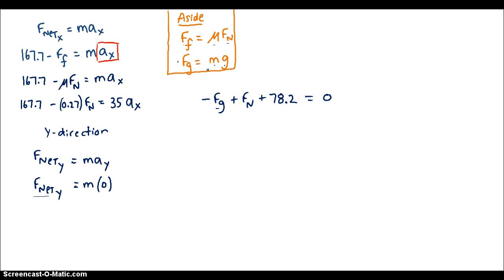Now let's sub in what Fg is. I've written it up here to help us out. Negative mg plus Fn plus 78.2 is equal to 0. So we're going to sub in whatever numbers we know now. Again, we said the mass was 35 kilograms. So this is 35. Gravity is 9.8. Okay, we're not going to put negative 9.8 here, because what happens if we put negative 9.8?